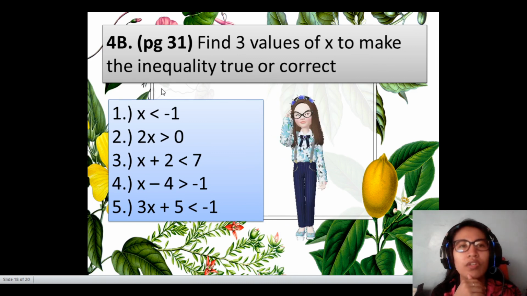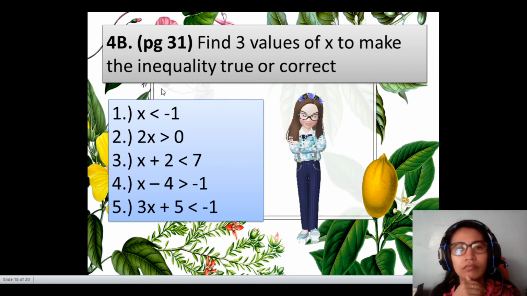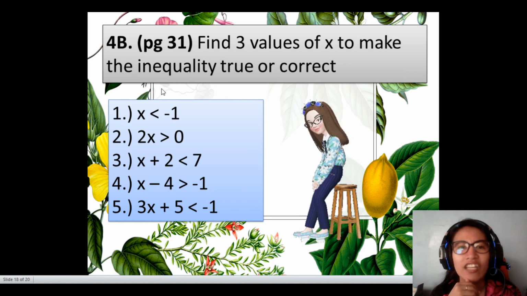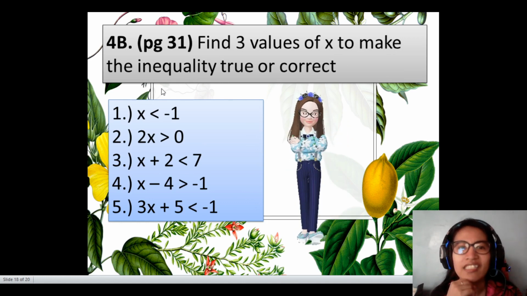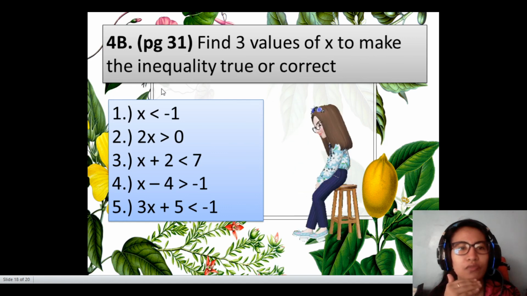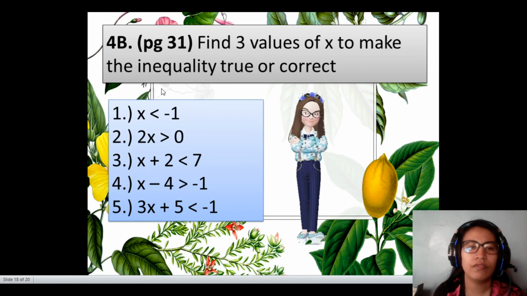And for number 2, if you have 2x greater than 0, just find a value to be multiplied by 2 that will give you an answer greater than 0. So the only items you need to solve for this 4B are numbers 3, 4, and 5.